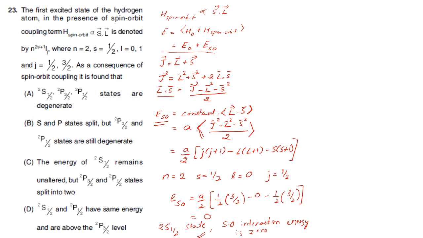Let us consider n is equal to 2, S is equal to half, L is equal to 1. Then the value of j will be L plus half, L minus half, that is half and 3 by 2.